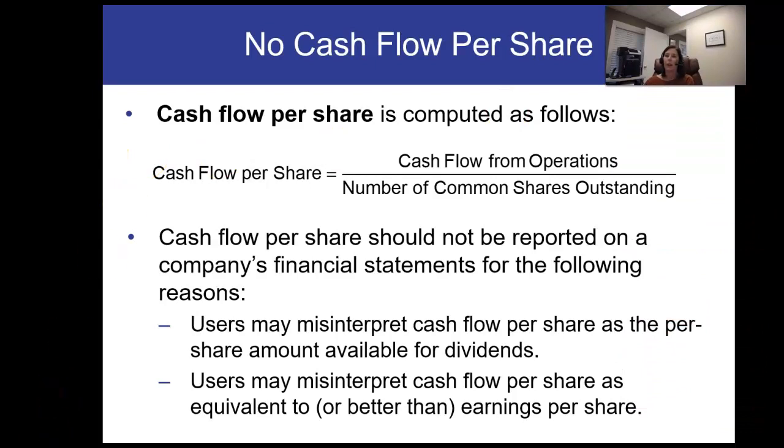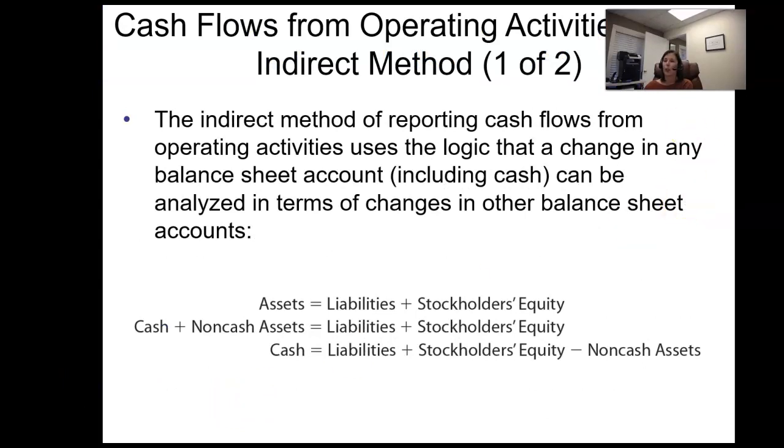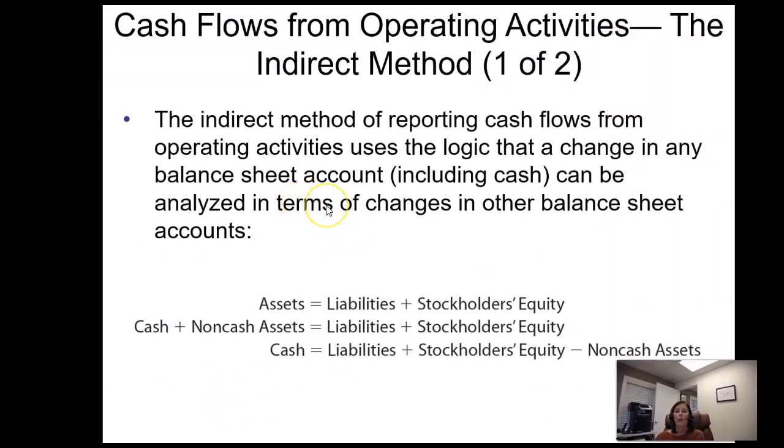Now, while we would report on our income statement earnings per share, we would not report cash flow per share. This would potentially create a misperception that this was money that might actually be going to shareholders, so we don't report cash flow per share. So now we're down to the nitty-gritty of the indirect method, and I'm actually going to stop here and move on to the next video.